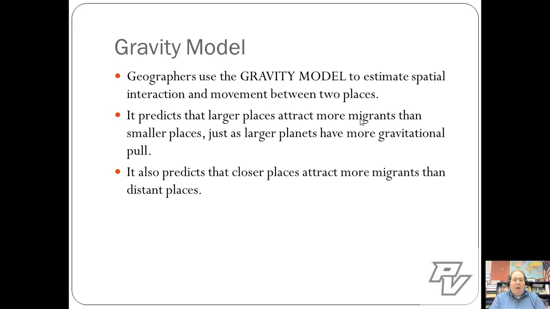If you think about this, a city like New York is going to attract a lot more people than a place like Ponte Vedra or like St. Augustine. You don't see a lot of people emigrating to St. Augustine, but you see a ton more emigrating to New York. The larger the city, the more people go there. Just as large planets have more gravitational pull, same idea. It also predicts that closer places will attract more migrants than distant places. They're more likely to go somewhere that's kind of close than somewhere that's terribly far away.